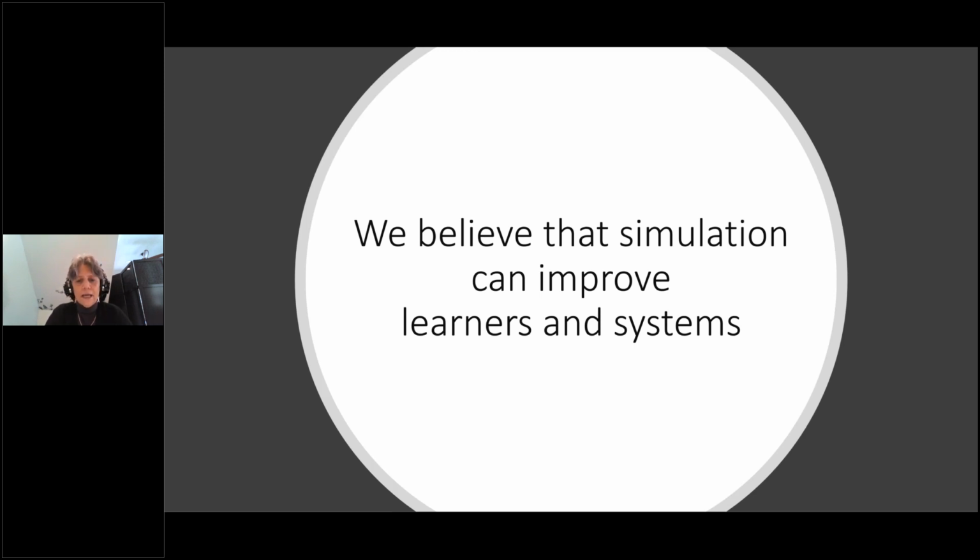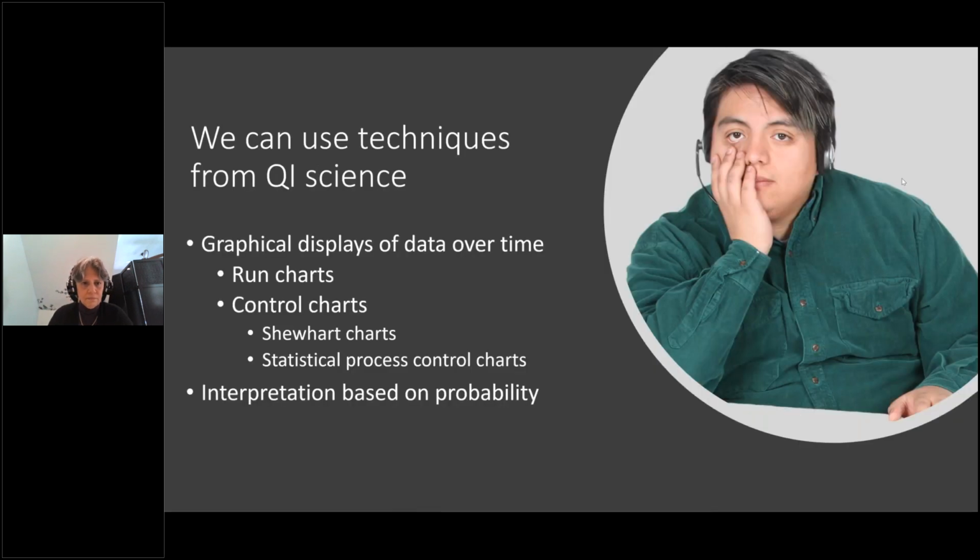So how can we tackle this to demonstrate our value? And I think we can borrow and adapt some of the techniques that are used in quality improvement science. And that can help us determine whether interventions are associated with changes in processes or outcomes. So we're going to talk about graphical displays of data over time, specifically run charts and control charts.